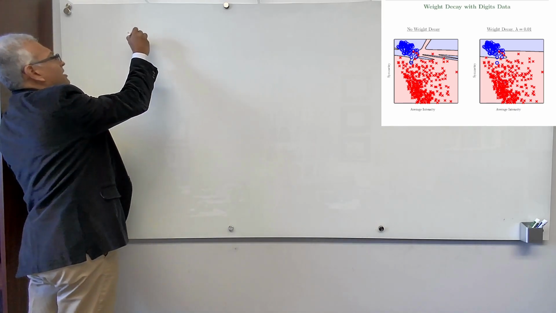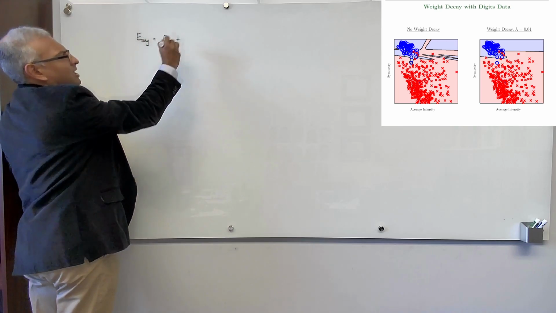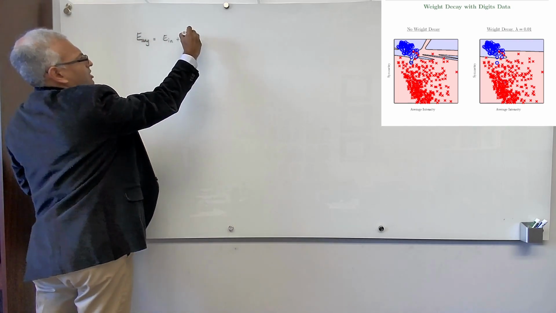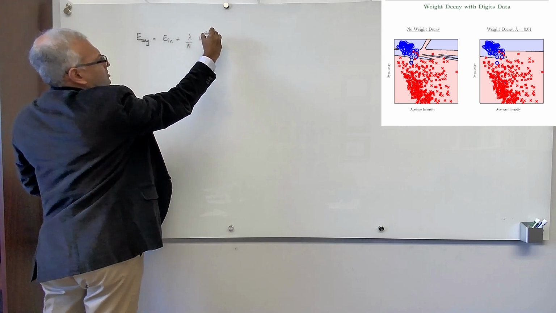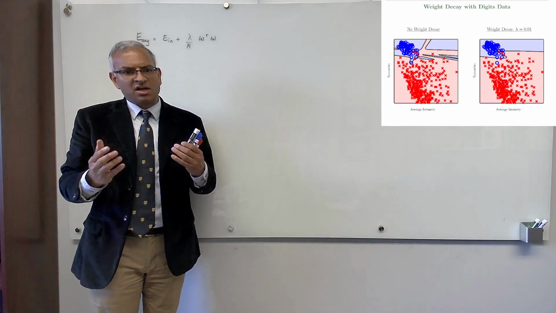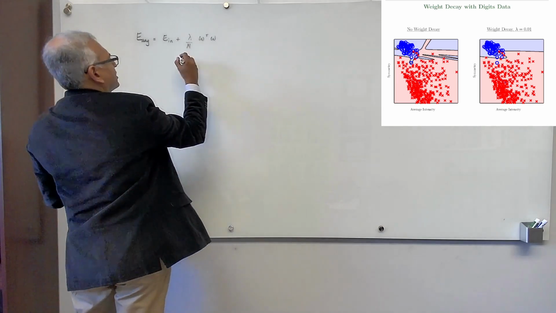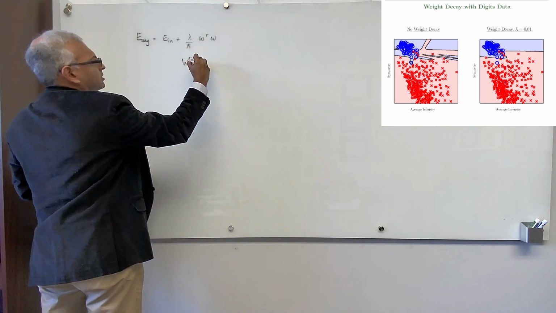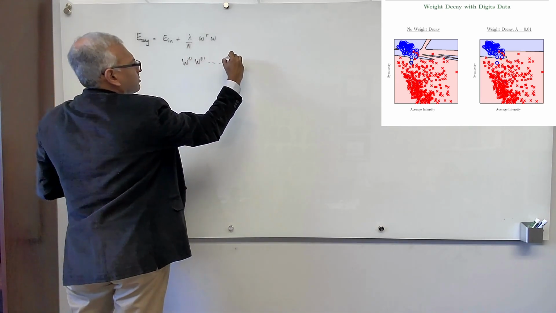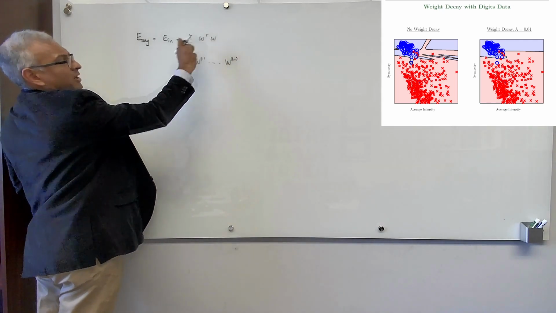So we defined the augmented error: E augmented is the in-sample error plus lambda over n, W transpose W. Well, that was when we did the linear models, where you had just one perceptron. In our case, we have matrices of weights, W1, W2, all the way up to WL. And so this is just the sum of the squares of the weights.